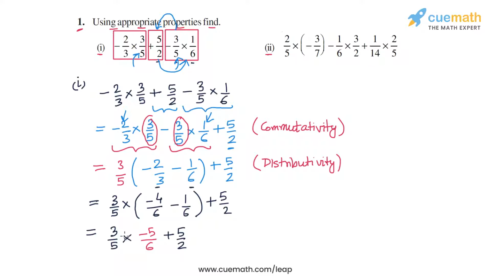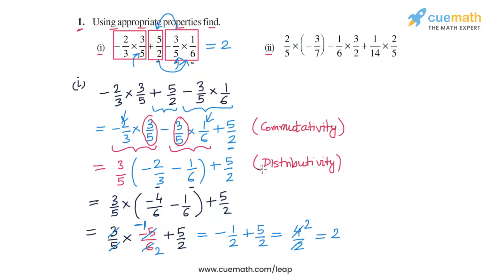Now let's simplify this. So 5 and minus 5 gives us minus 1, and 6 divided by 3 is 2. So we get minus 1 by 2 plus 5 by 2. And now the denominators are the same, so we can simply add the numerators. So we will get minus 1 plus 5, or 4 by 2, and that will give us 2. So the value of the first expression is 2.